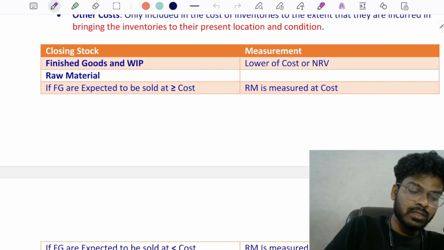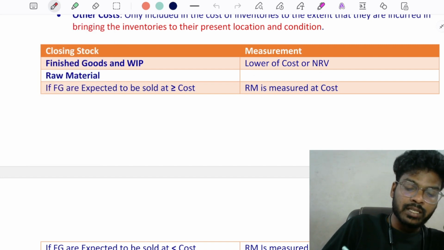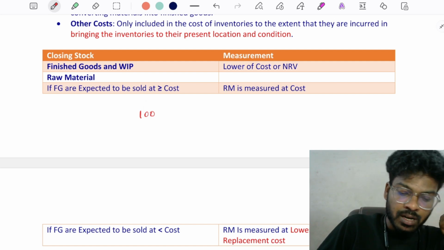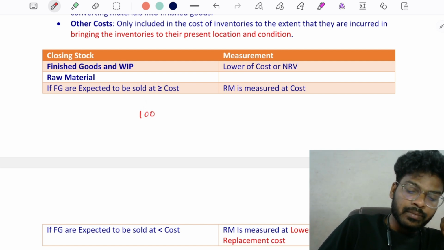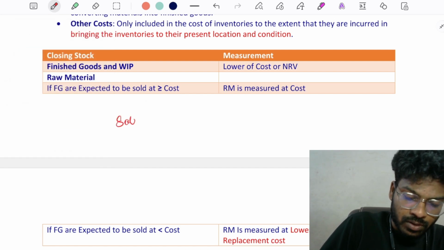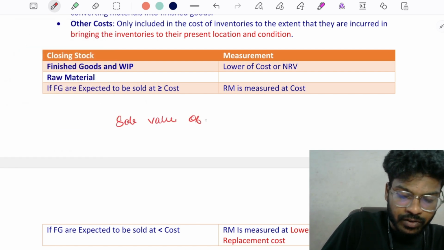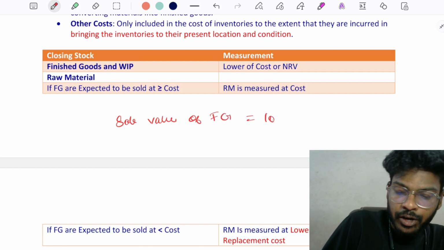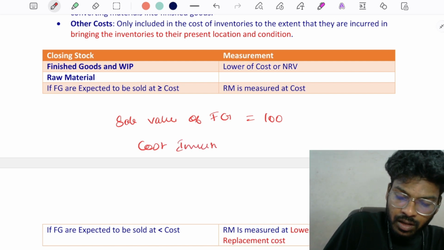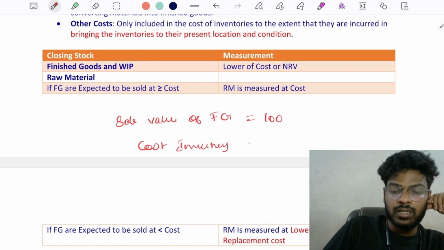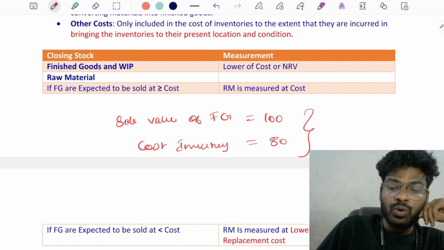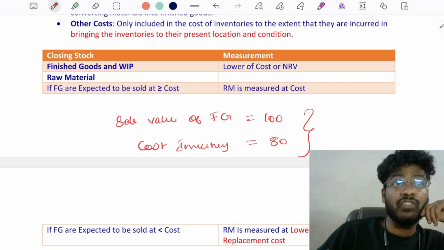If finished goods are sold above cost, for example, the sale value of finished goods is 100 rupees and the cost of inventory, that is the cost of production, is 80 rupees, then the closing stock of raw material should be measured at cost.